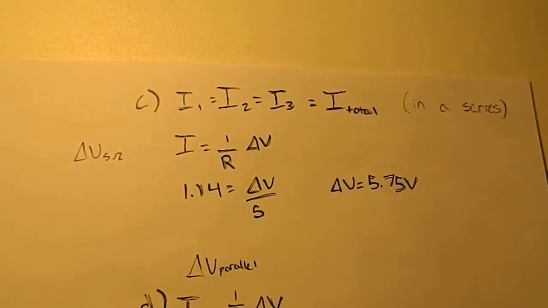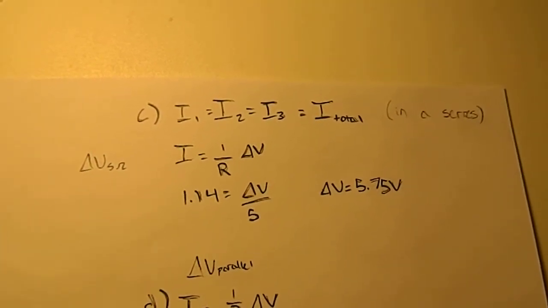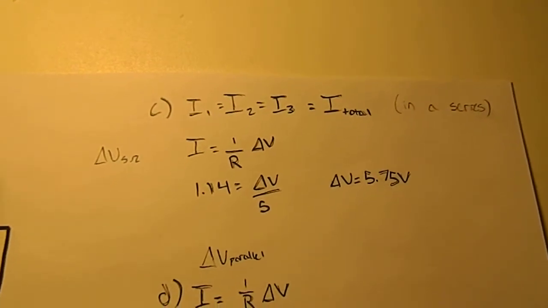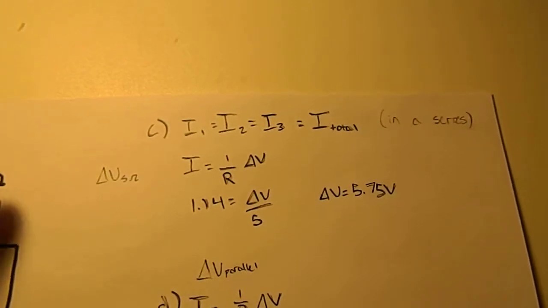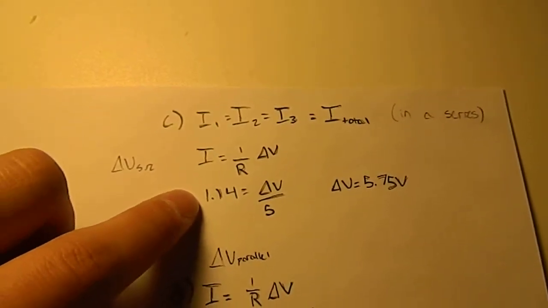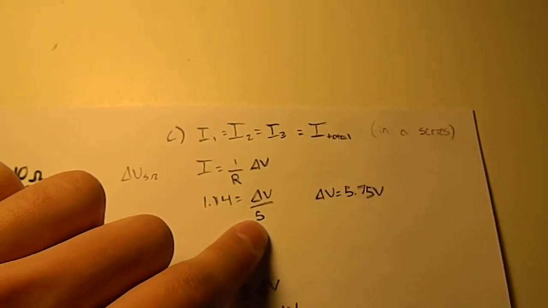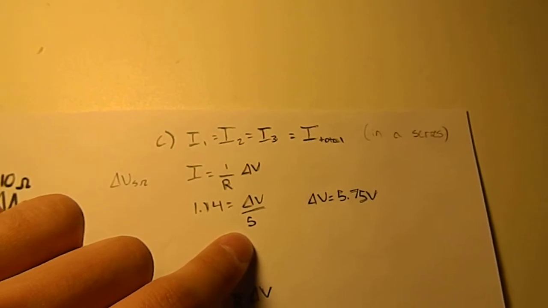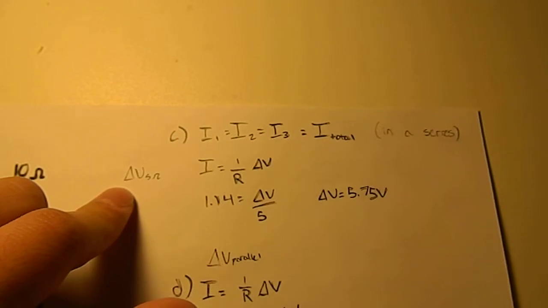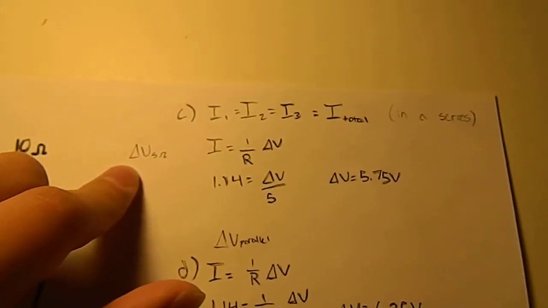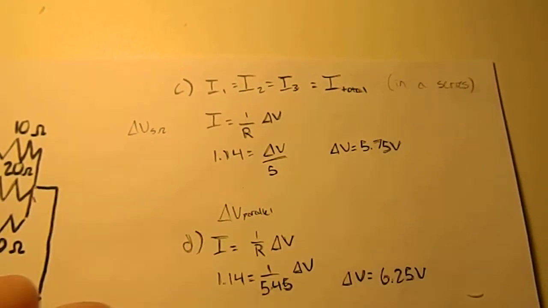In part C, it asks you to find the change in V at 5 ohms. You know that in a series circuit, the currents are all equal to the total current, so you can just use 1.14 from the previous problem. Using the equation current equals 1 over resistance times change in volts, with 5 ohms as your resistance, your change in volts at 5 ohms is 5.75 volts.